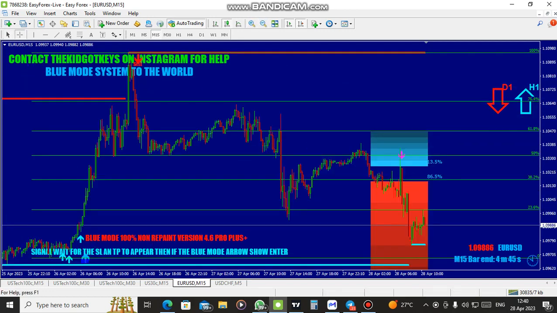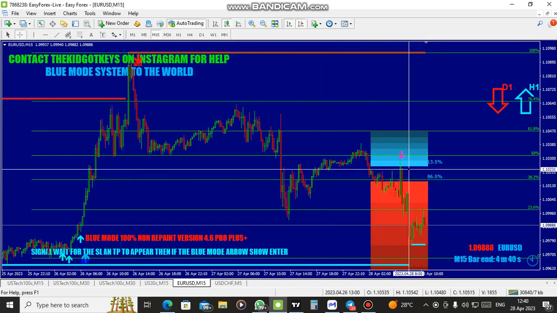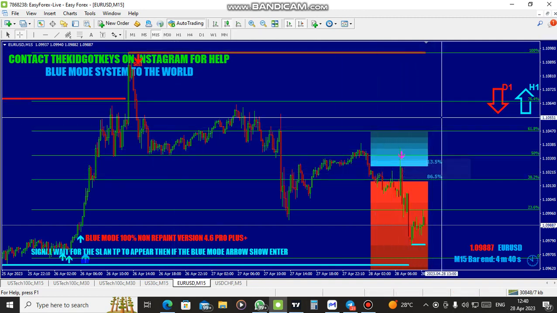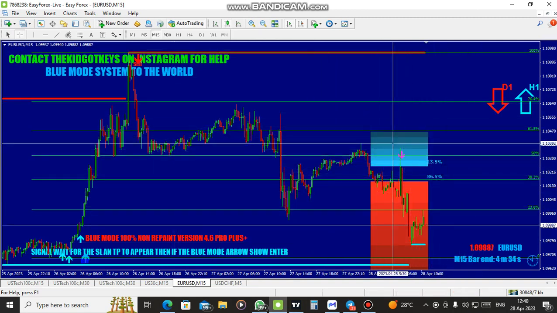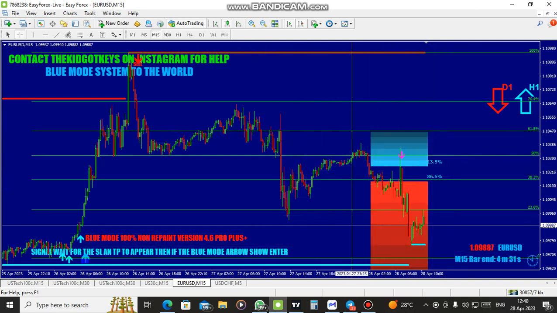So right now, check the signal. If you did miss the signal, the system gave us another signal of a sell. Check the arrow, it pops up again, and then check the box. This box tells you, I told you guys what this does. What does this box mean?